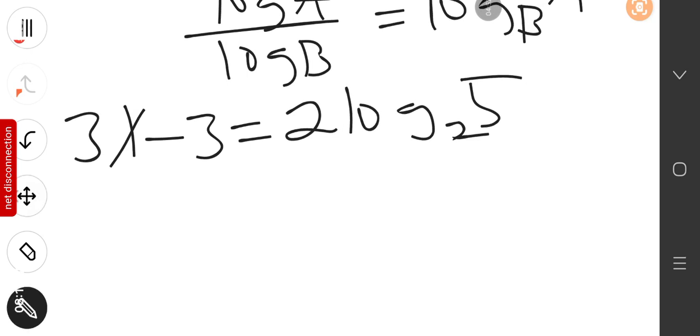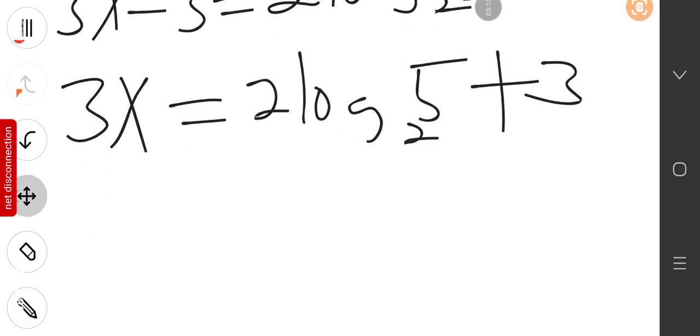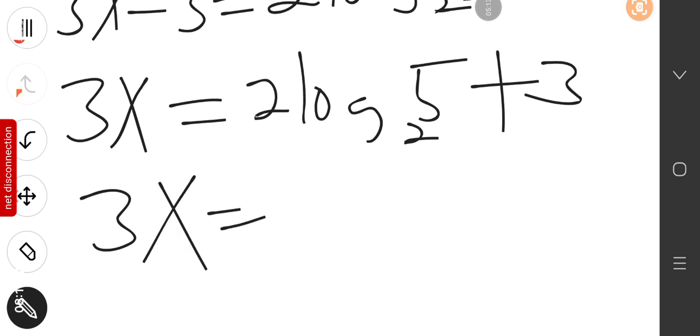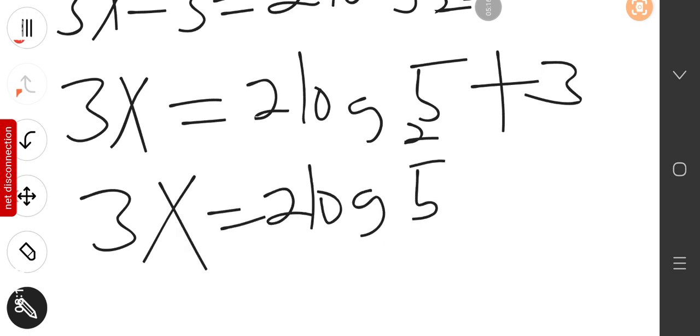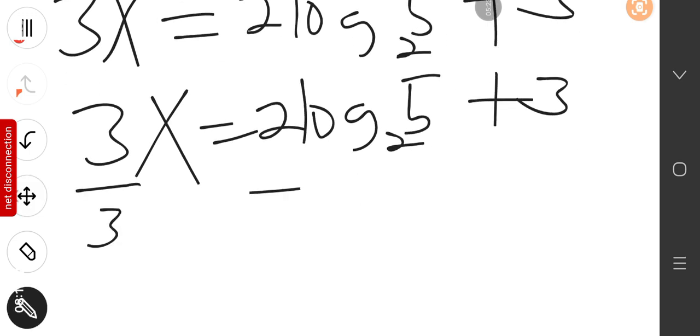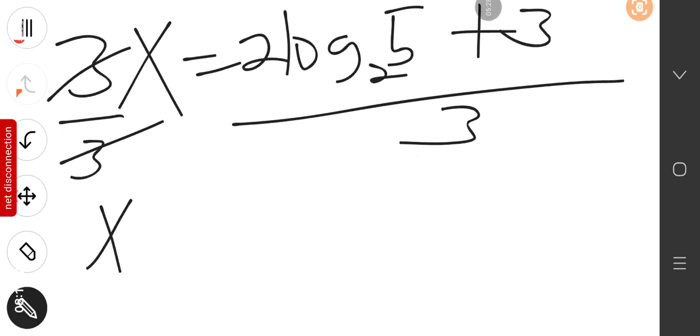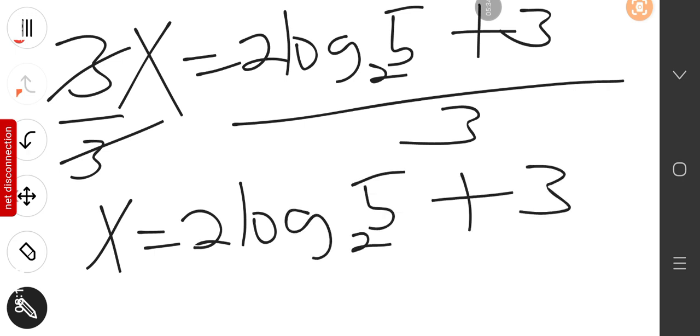Now we want to make x the subject of the equation. So let's transpose all components attached to x. The first thing to do is to transpose minus 3, so it becomes positive on the right: 2 log 5 base 2 plus 3. The next thing we do is divide here by 3 and here by 3, so this cancels this. So our equation becomes x equals (2 log 5 base 2 plus 3) all over 3.